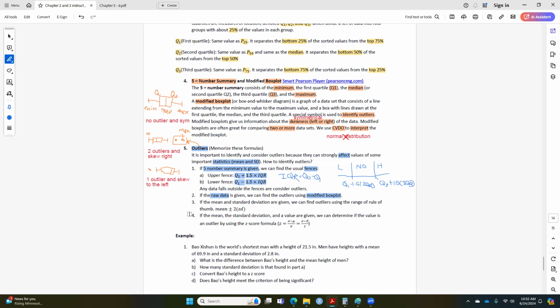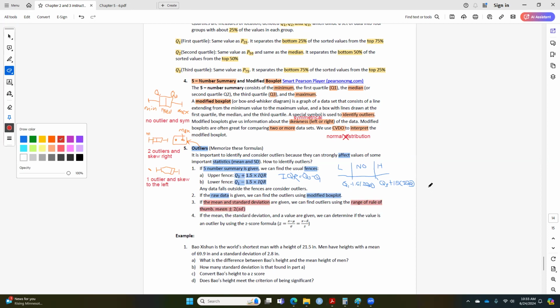Okay, what happens if a question gives us the mean and standard deviation? Then we will use the RROT, so the mean plus or minus 2 times the standard deviation. I'm going to highlight this in another color so you guys can see it. So if a question gives us the mean and standard deviation, then we will use the range rule of thumb, where you take the mean plus or minus 2 times the standard deviation. So I am going to show it to you.